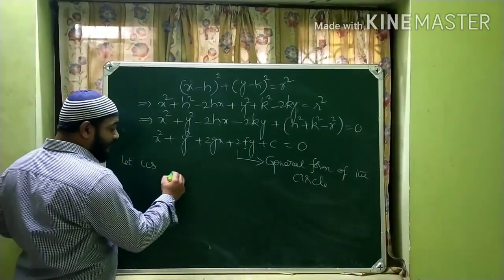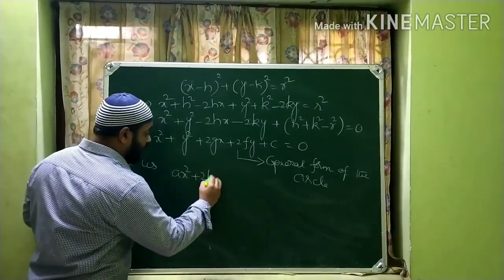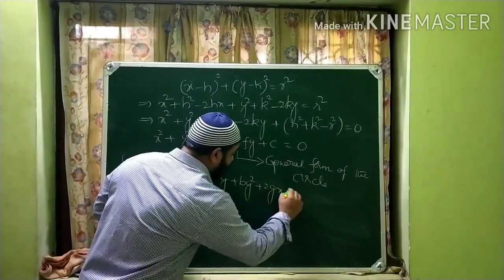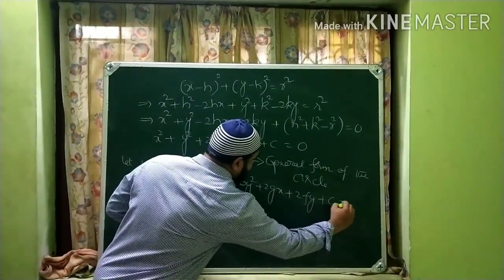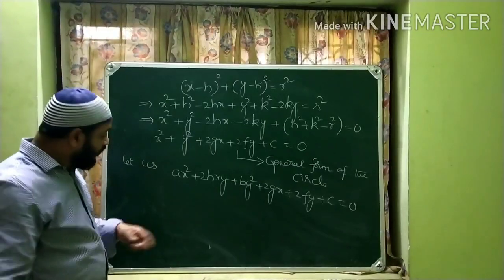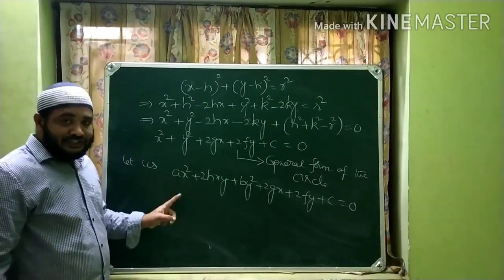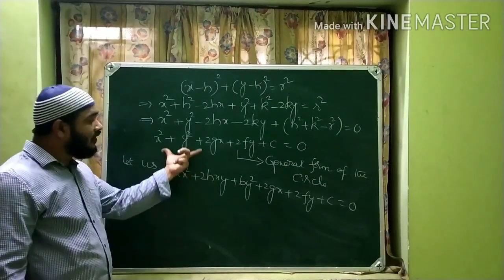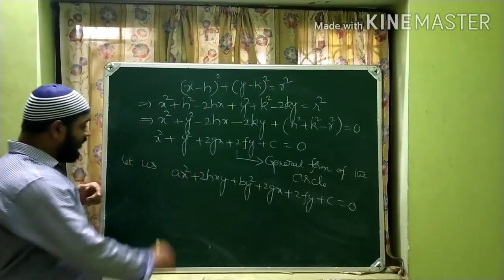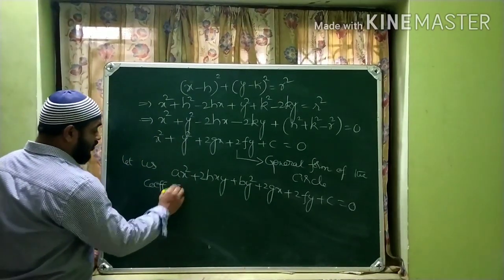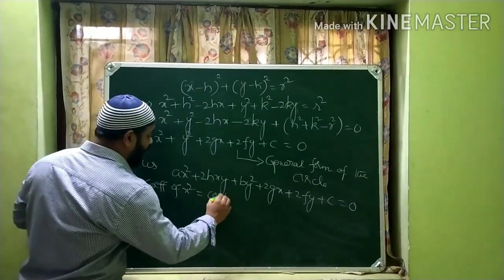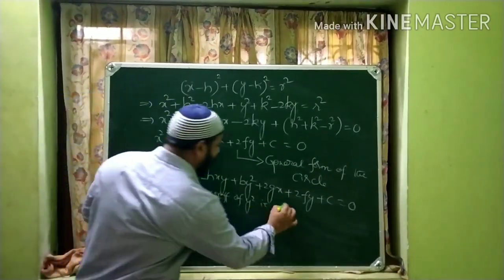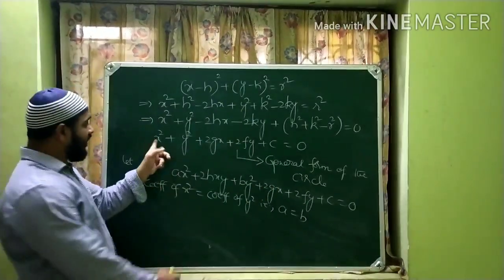So let us compare this with ax square plus 2hxy plus by square plus 2gx plus 2fy plus c equals to 0. So the condition for the second degree non-homogeneous equation to represent a circle is that the coefficient of x square is equal to the coefficient of y square. That is, a equals b, and that is equal to how much?